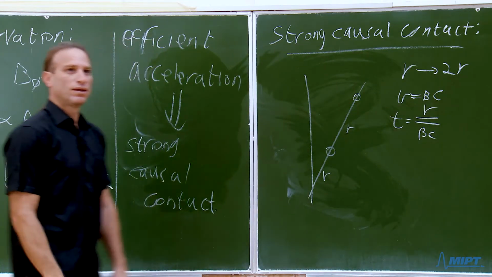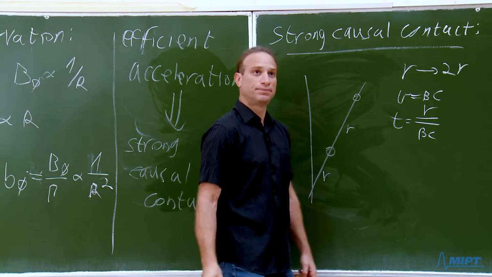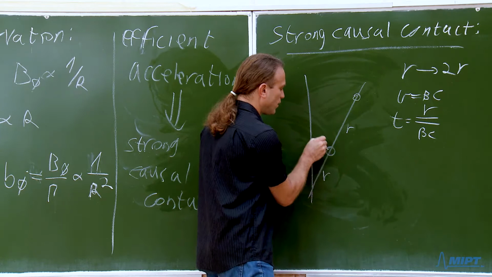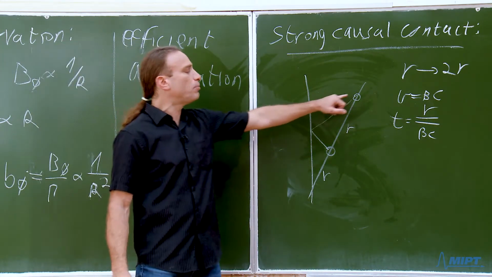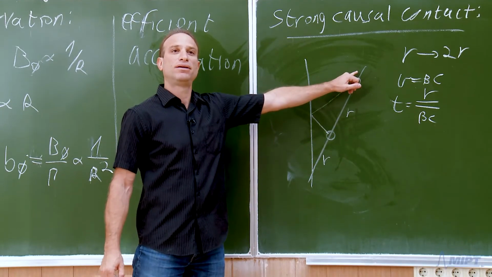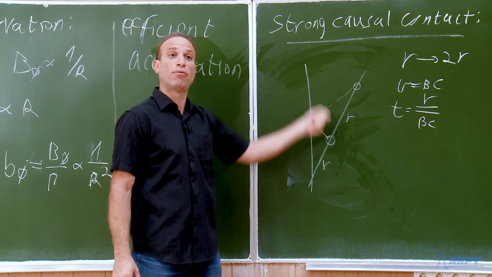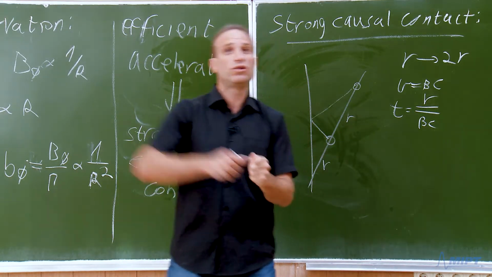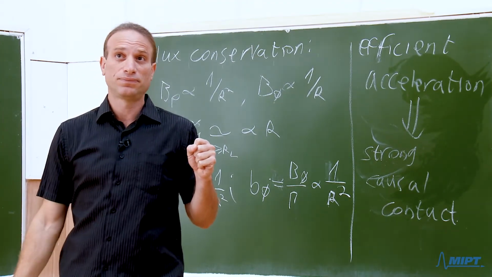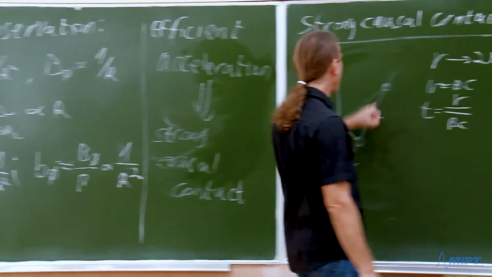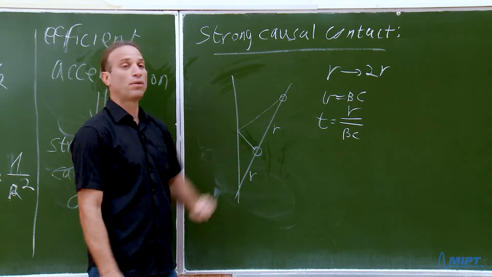Now, this particle is sending a beam of light to the axis. And what I want is for this beam of light to be able to reach the particle by the time it doubles its radius. This means that the particle can communicate with the axis. Information can flow from the axis to the particle during the time that the particle is moving. This is a strong causal contact. So by the time the particle doubles its radius, light can reach it from the axis.